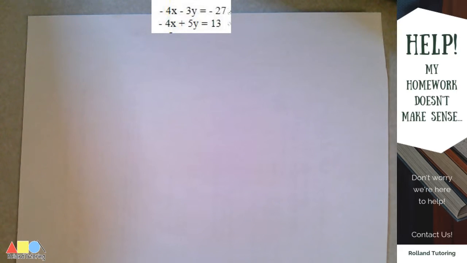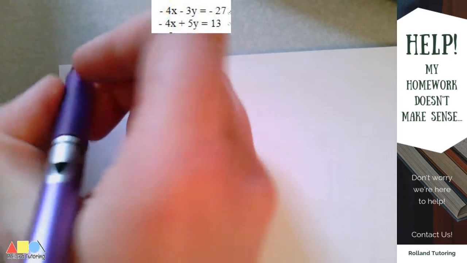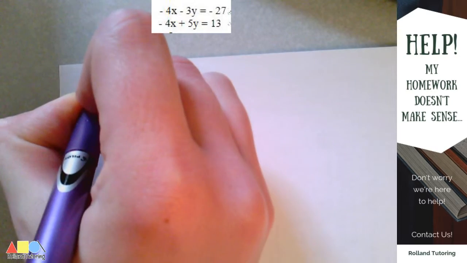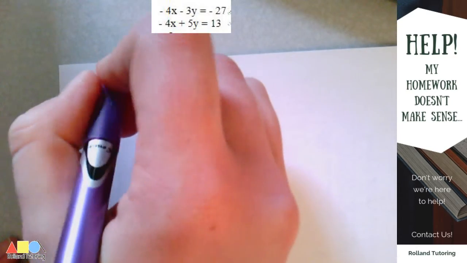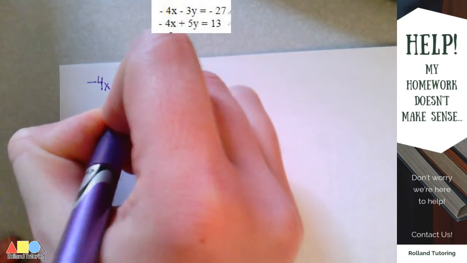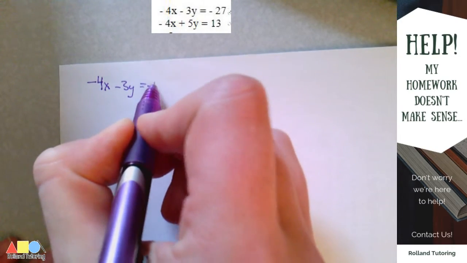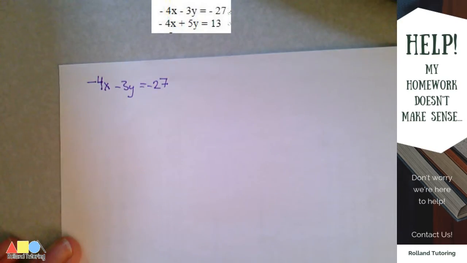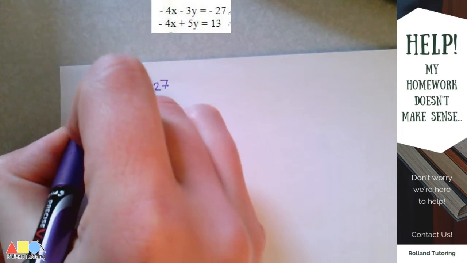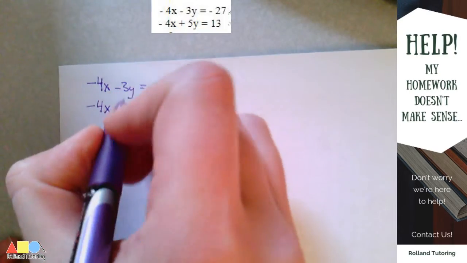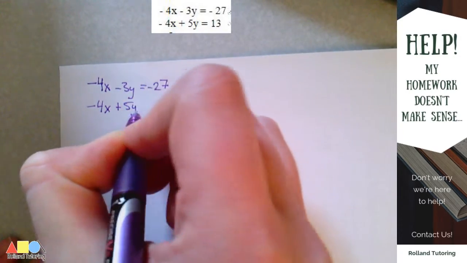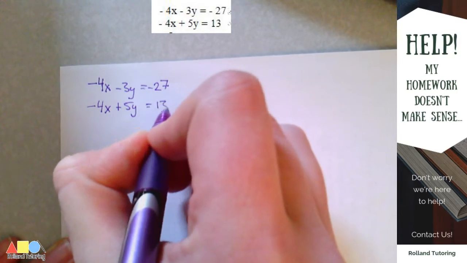Today we are looking at solving a system of equations. We'll just jump right in by copying down our equations here: negative 4x minus 3y equals negative 27. And our second equation is negative 4x plus 5y equals 13.